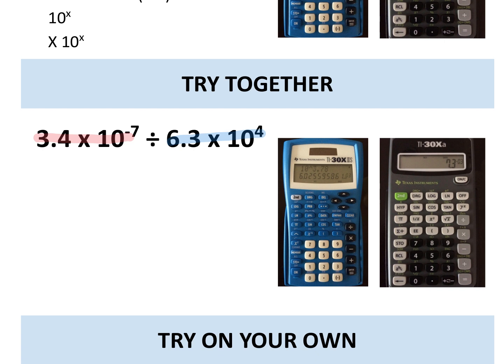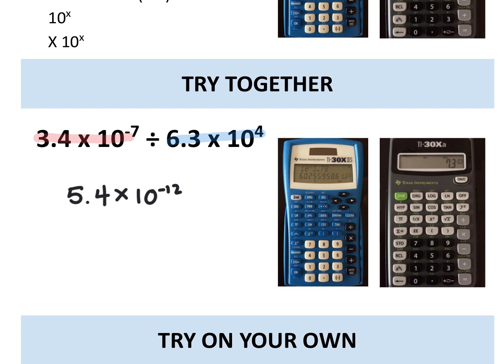second EE, 4. If you're dealing with the TI-30XA, I'm going to put it in like 3.4, EE -7. You can also just type the 7 negative, those will both work. And then I'll hit my divide, I'll do my 6.3 EE 4 and hit my enter. When I do that, I should get a very long number. I'm going to simplify it down to 2 decimal places, so I may need to round up. So I'll do 5.4 times 10 to the -12.